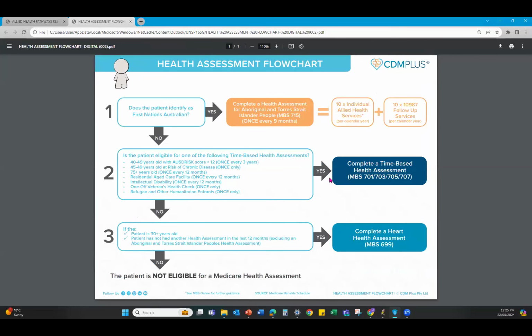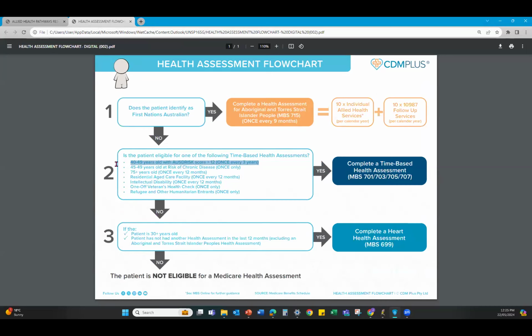Now, for me, the way that we can do this is pretty much, I think every person over the age of 30 can actually have a health assessment every 12 months. So the First Nations, it's every 9 months for the 715 health check, which is fine. But if they don't identify, we can go between these 2 other pathways. So if they're eligible for a time-based, great. So say today we did a 40 to 49 health check. I'm still going to get the patient to book in out the front.